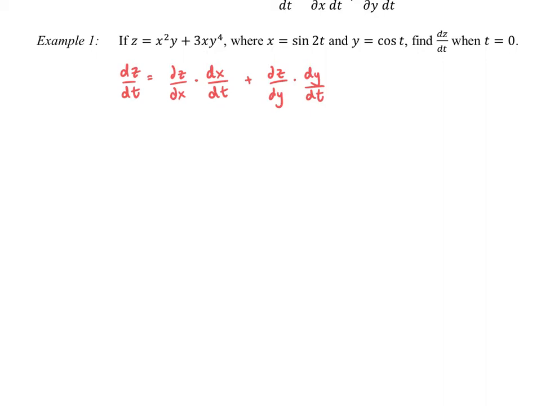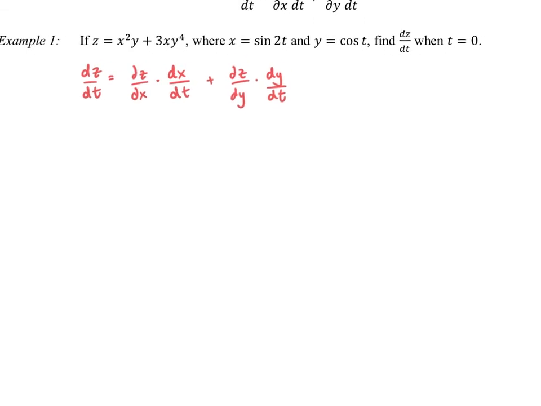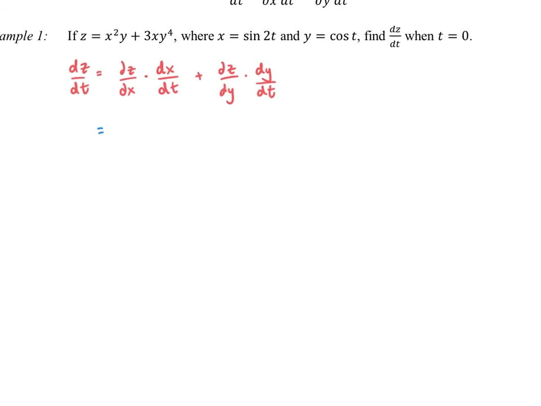A couple quick things on notation. Number one, notice that this is the partial derivative notation, and that's because z is made up of multiple variables. However, this is not the partial derivative notation because x and y are simply made up of one variable t. Okay? All right, let's take a look at the derivative of z with respect to x.